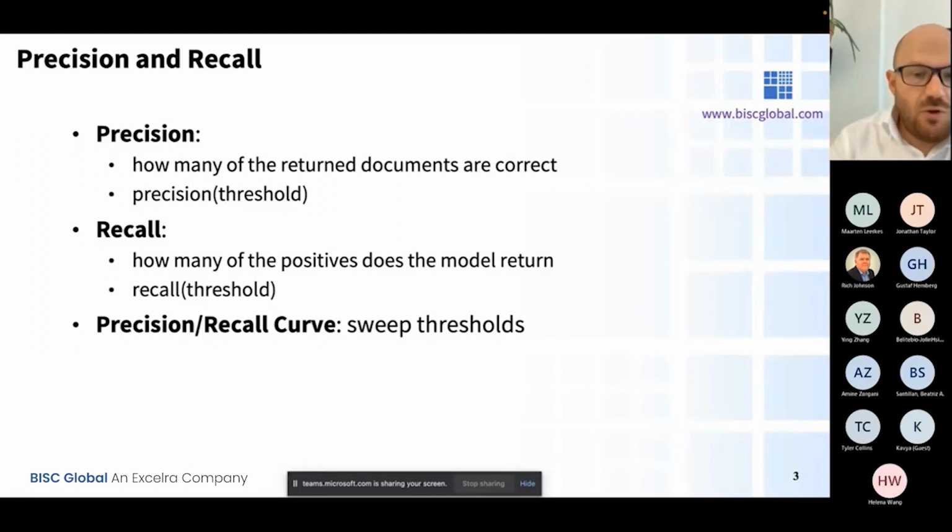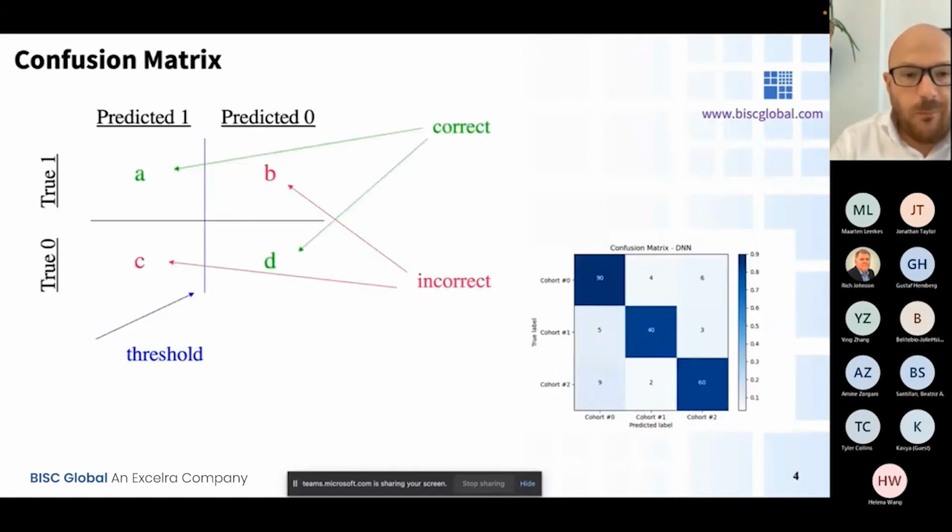Also, you can define recall, and then you can define other metrics which are a combination of precision and recall, related to the F measure. So let's have a look at the matrix. The confusion matrix is something you can get in the following format. Usually X is the predicted label and Y is the true label.